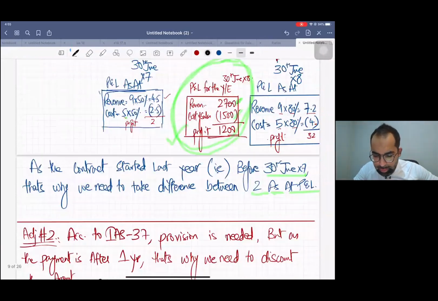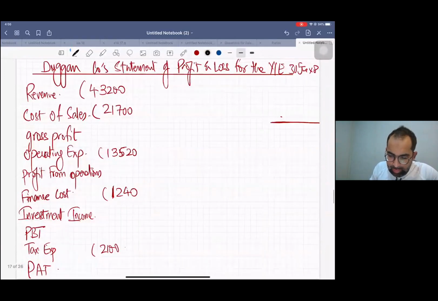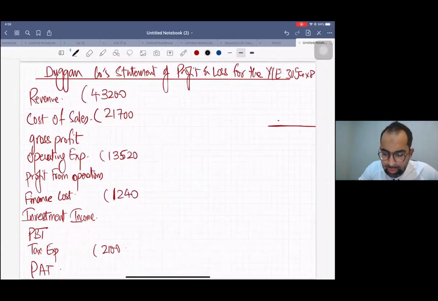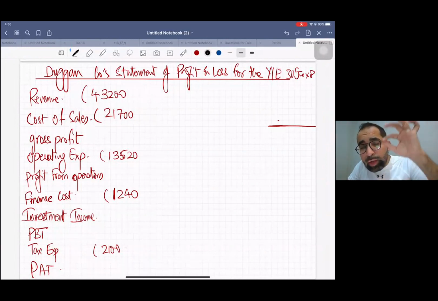Okay, let's post it. First of all, see the income statement. Can you see the income statement? The numbers I have already written in the income statement in front of you are taken from the trial balance. You can verify from the trial balance. Okay, you have the question.